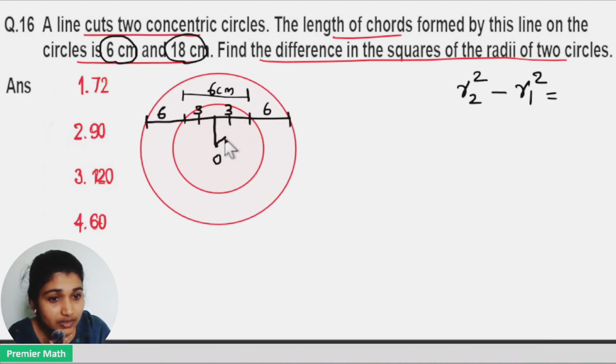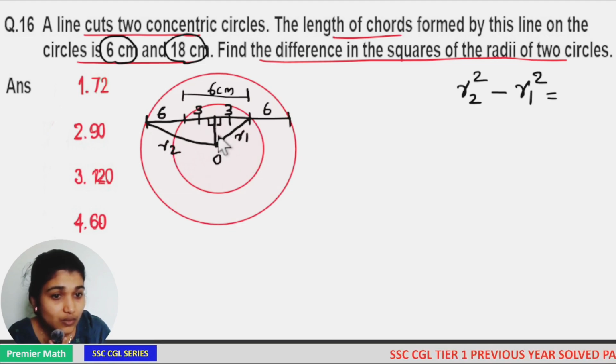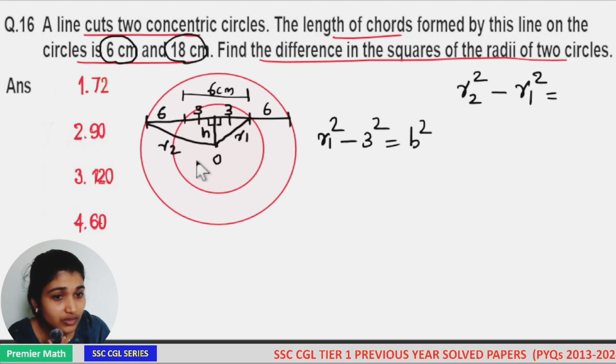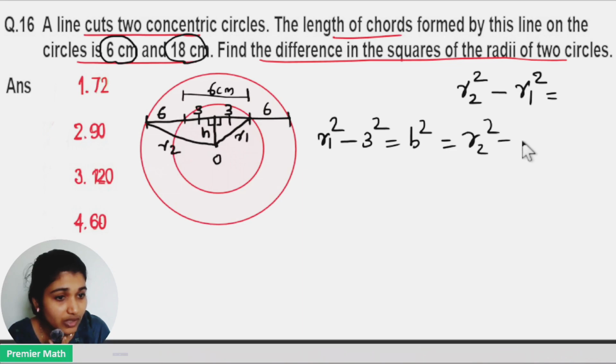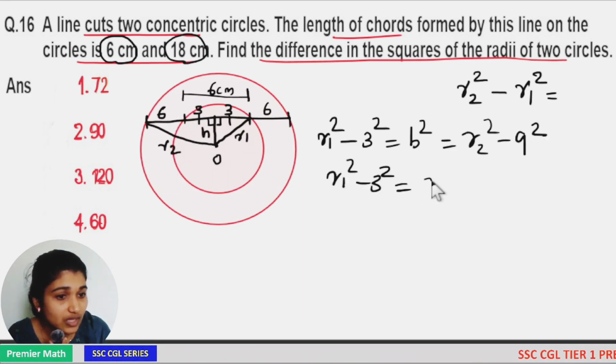Now if you connect, this is radius R1 and this is radius R2. And here these two are 90-degree. So if you apply Pythagoras theorem on the smaller triangle and largest triangle, R1 square minus 3 square is equal to this height. I will take this as height h. R1 square minus 3 square is equal to h square. Then R2 square minus 9 square is equal to the same h square. Then R1 square minus 3 square is same as R2 square minus 9 square.